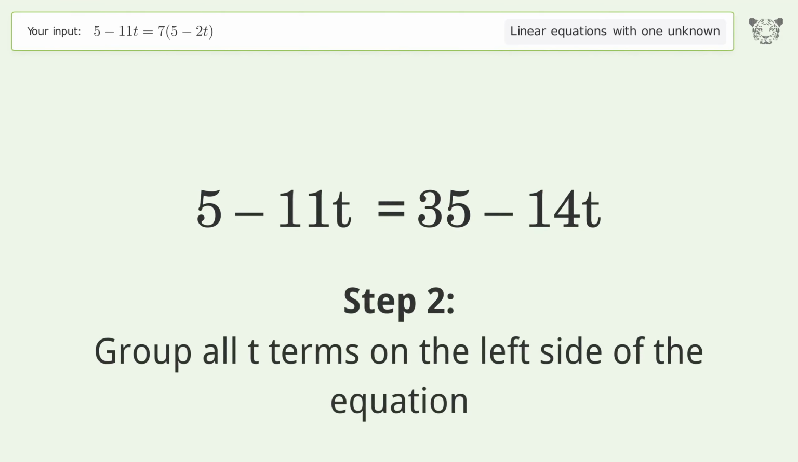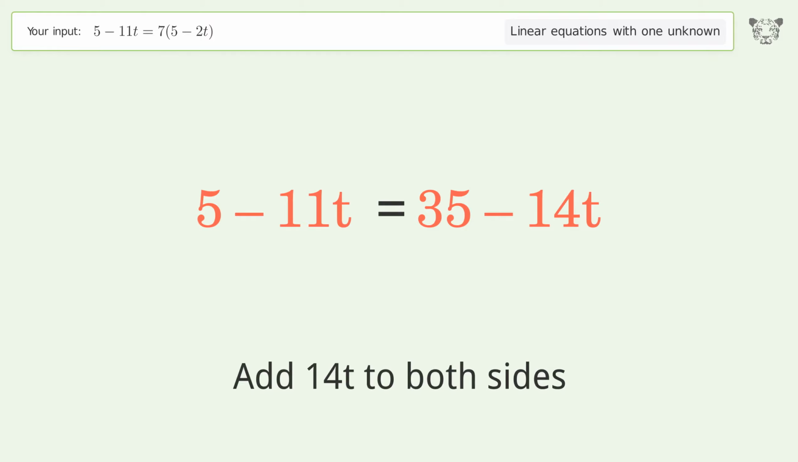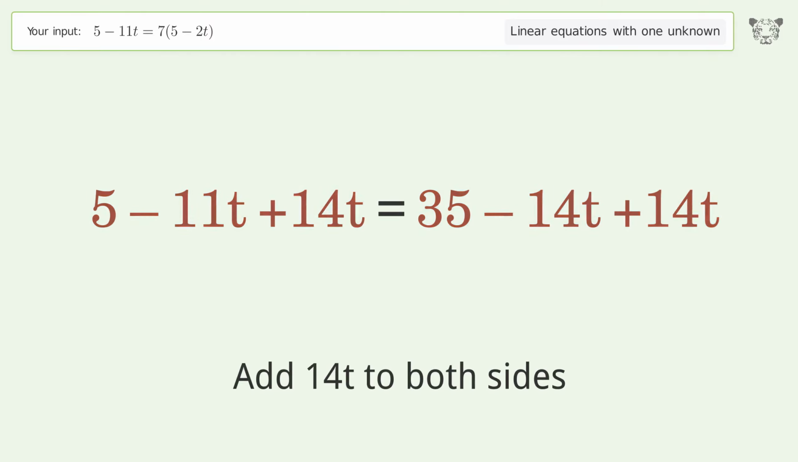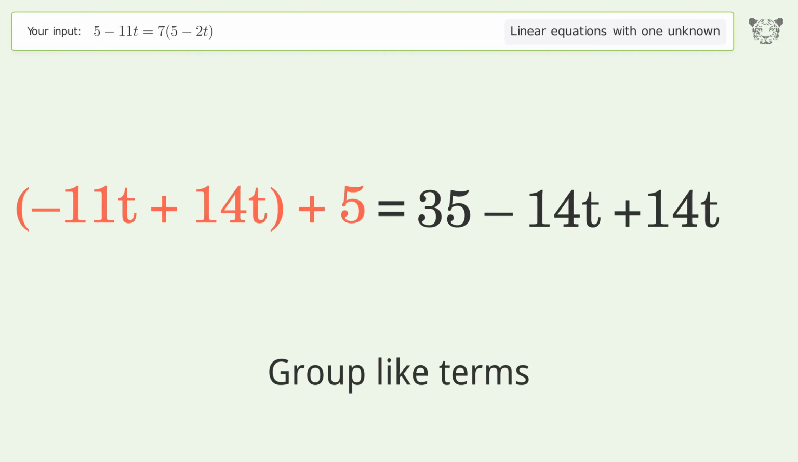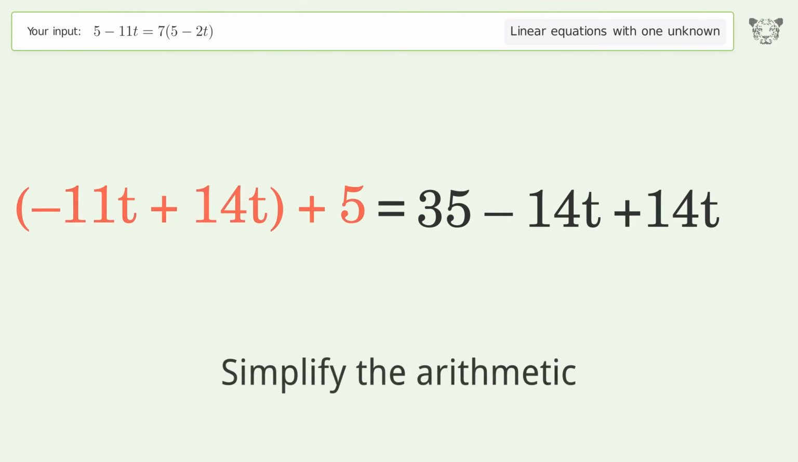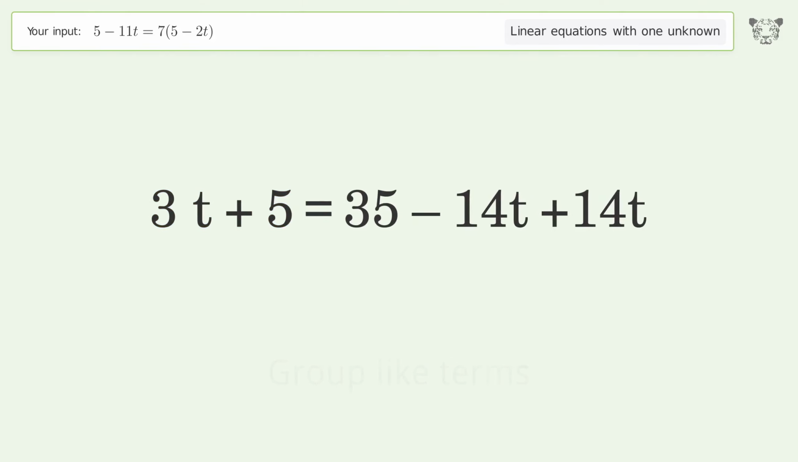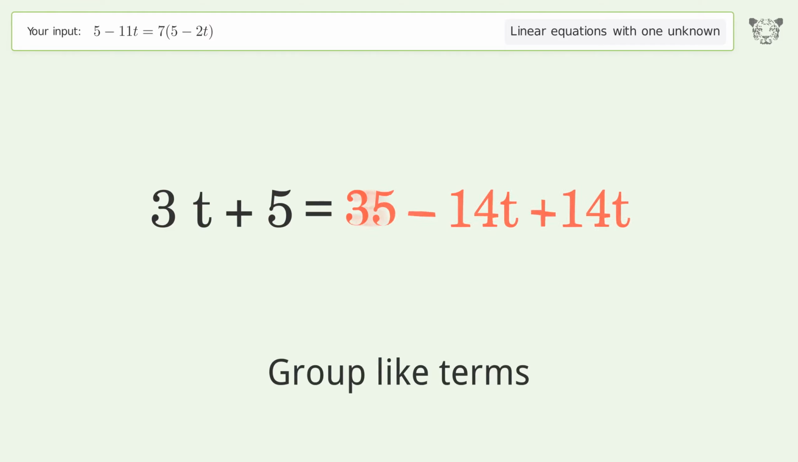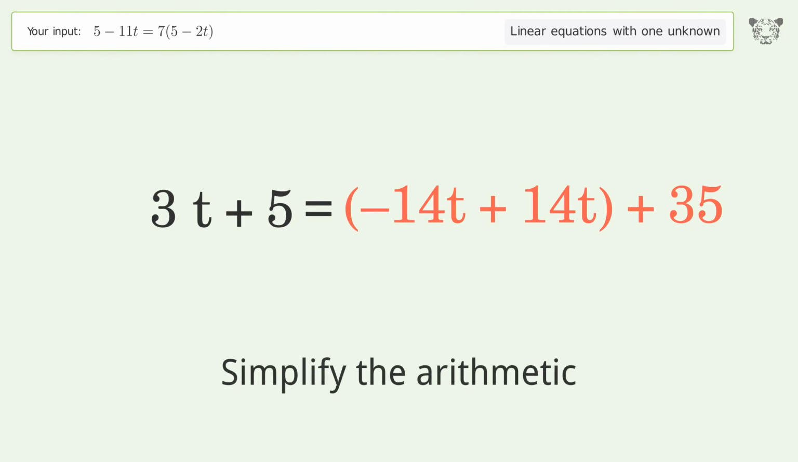Group all t terms on the left side of the equation. Add 14t to both sides. Group like terms. Simplify the arithmetic. Group like terms. Simplify the arithmetic.